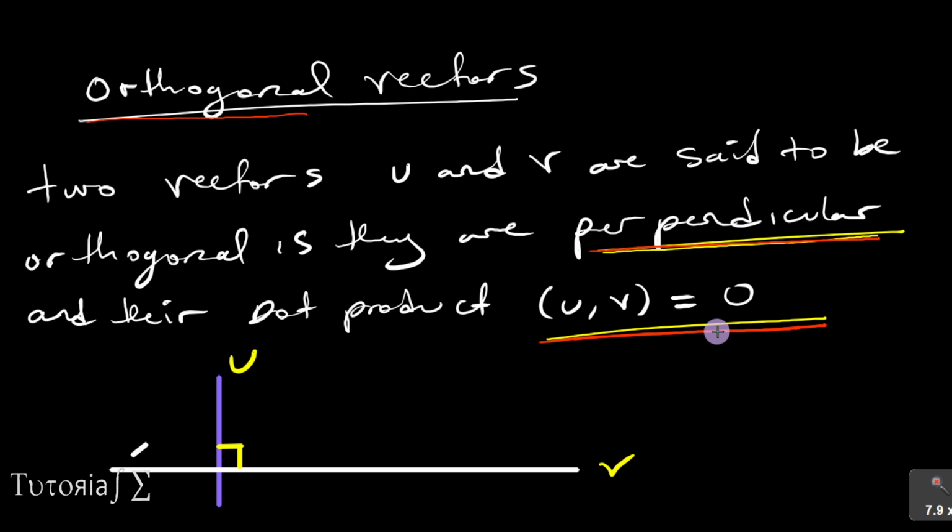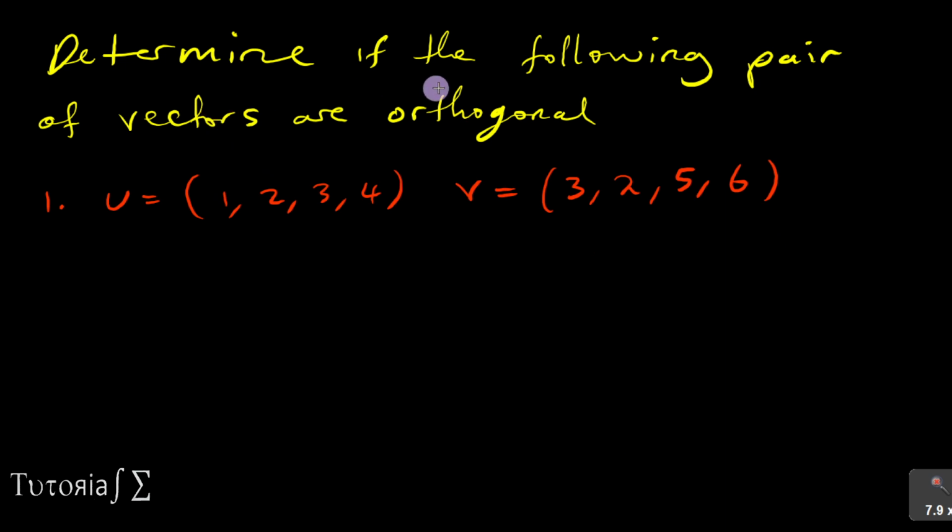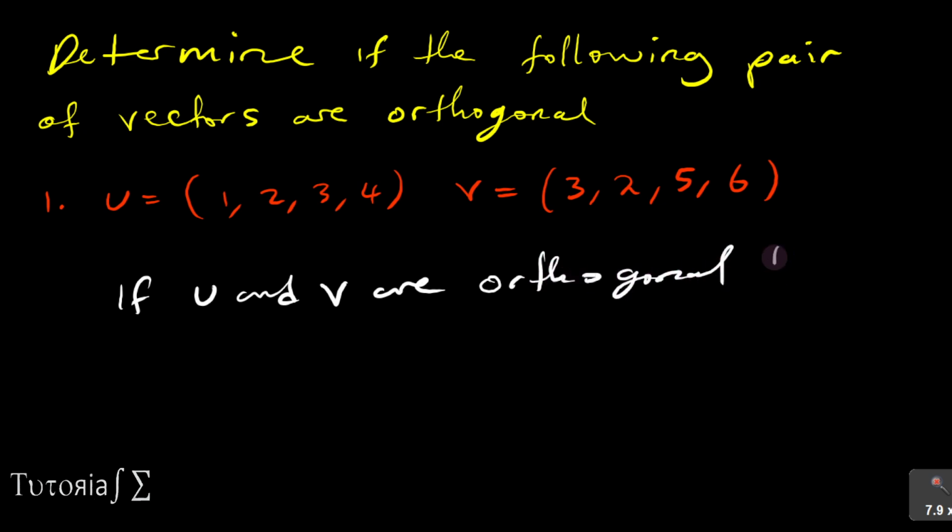So let's look at an example. Determine if the following pair of vectors are orthogonal. We have u equals 1, 2, 3, 4, and v equals that. The first thing we have to do is find the dot product. Whenever you're solving such questions, start with the statement: if u and v are orthogonal, then u comma v, which is the dot product, is equal to 0. When solving, always start with this statement to support what you're doing.